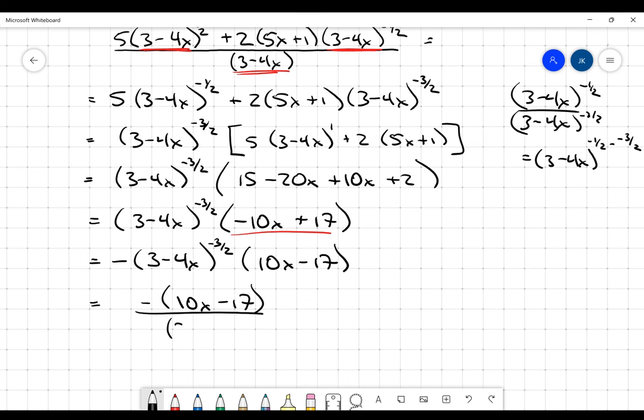Sometimes there is an insistence that you write things in terms of positive exponents. So you might be expected to take that 3 minus 4x to the negative 3 halves down into the denominator so that it has a positive exponent.